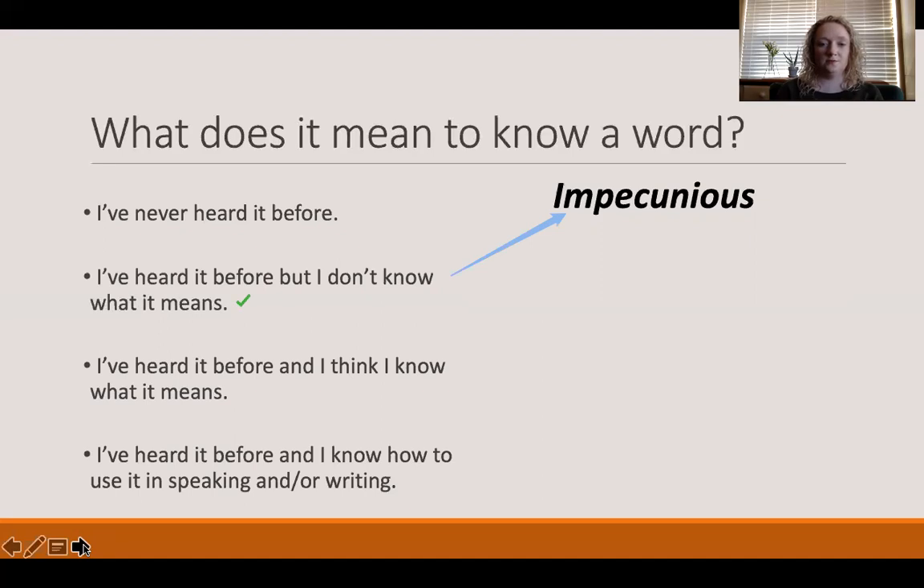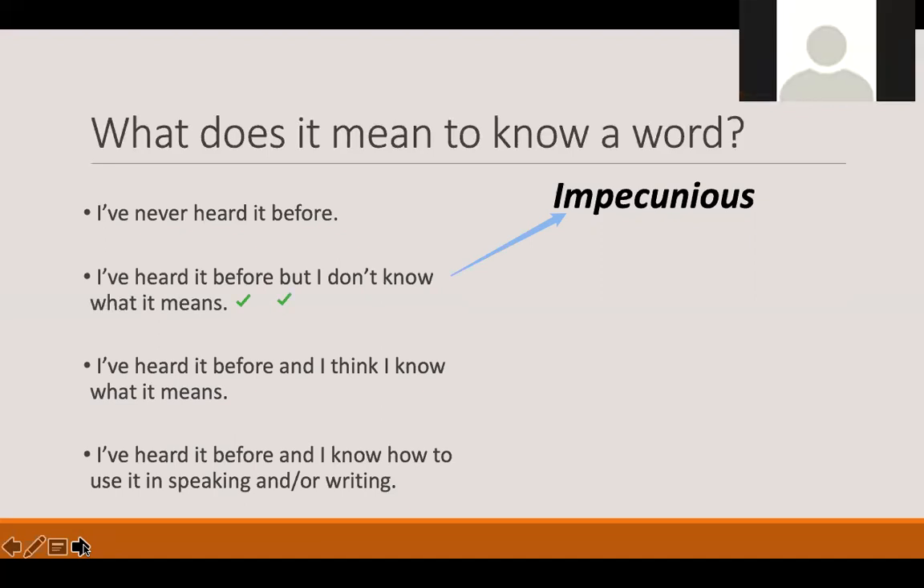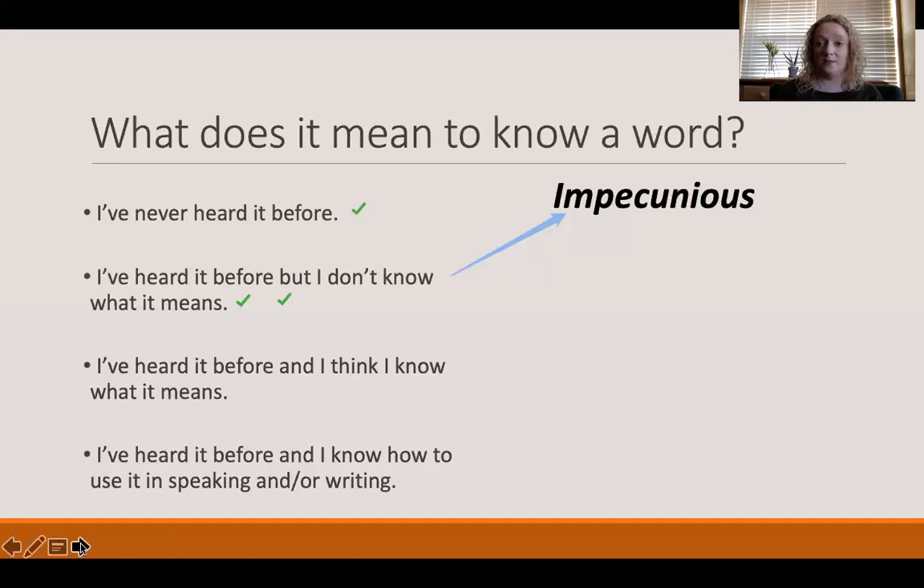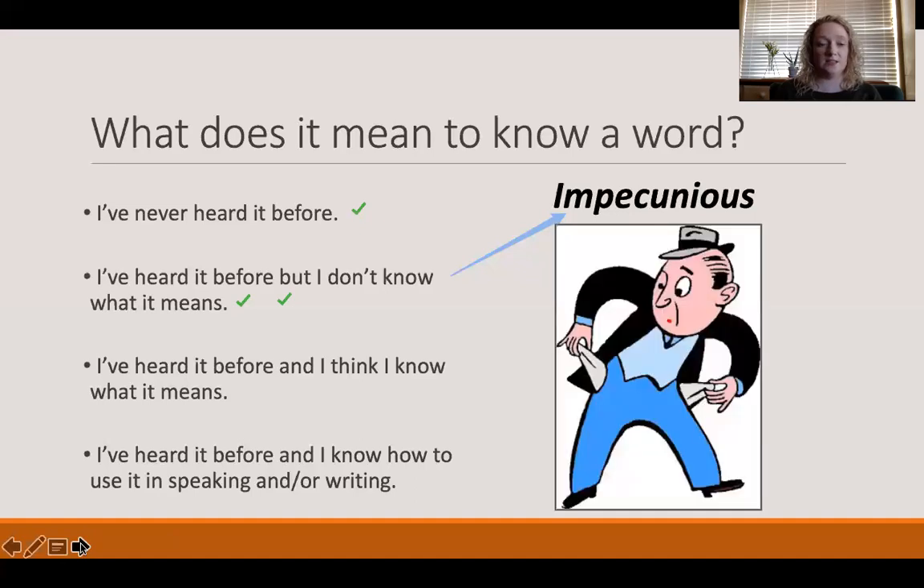Impecunious. Oh, somebody got the fancy arrow now. So it looks like we all think we've heard it before, but we don't really know what it means or what we do with it. And that seems very likely. It's not the most common word. It is actually on the top 300 most difficult SAT words.